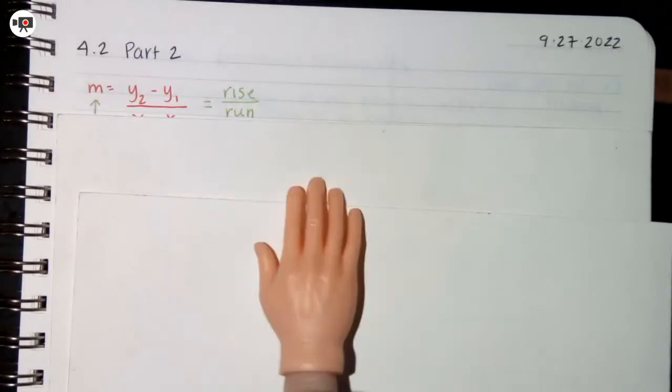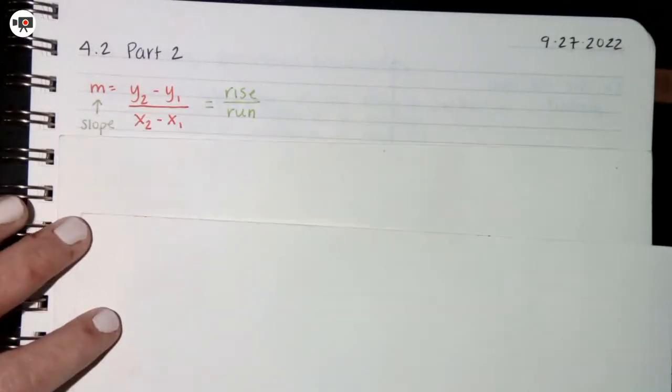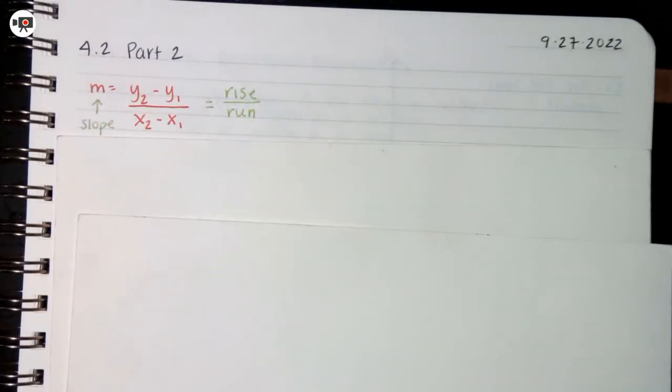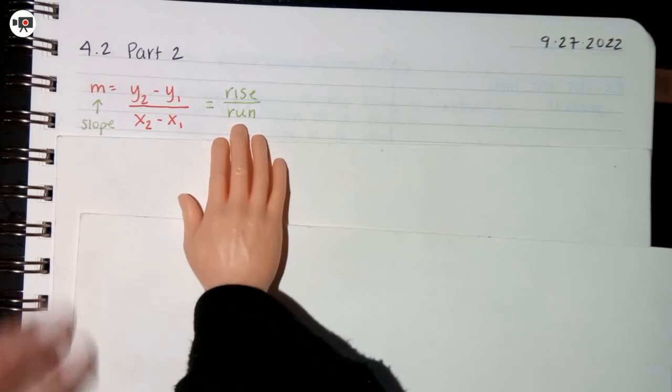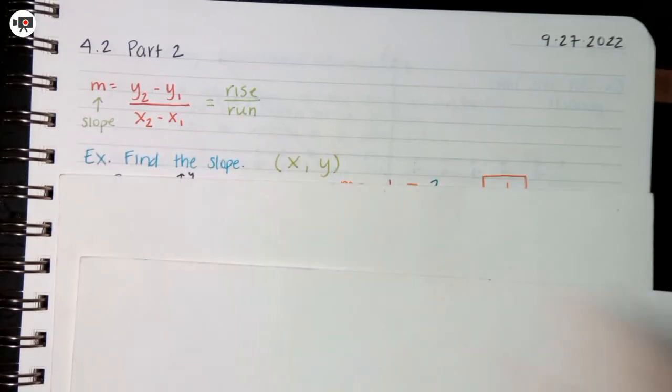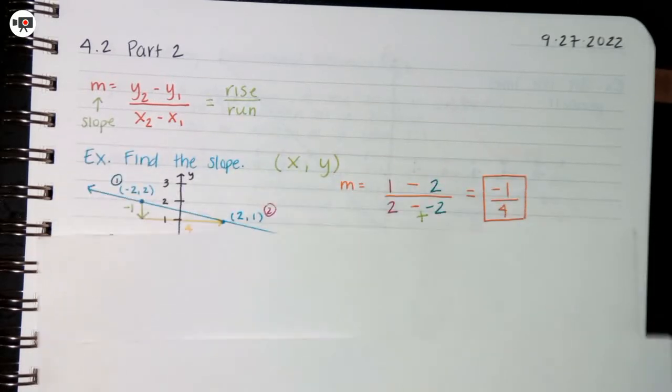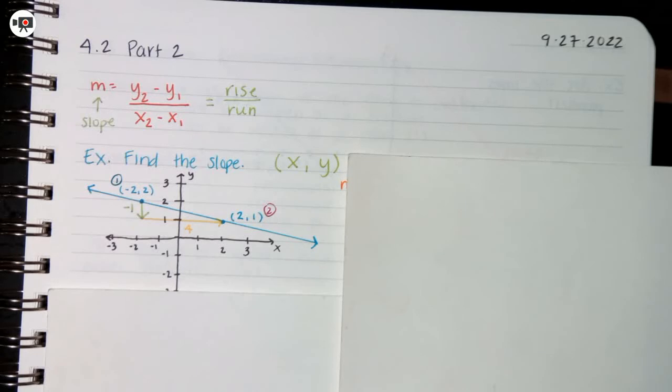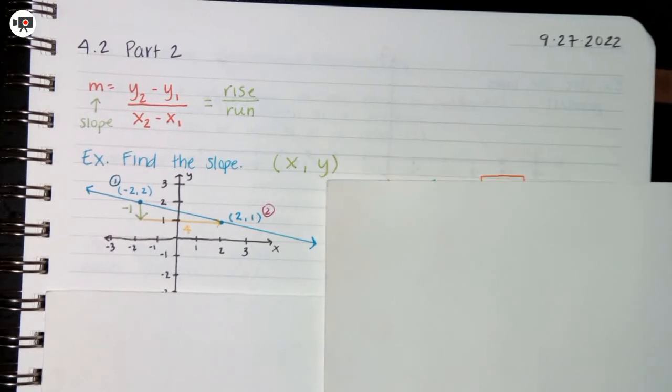This is 4.2, part 2. So we have m equals y2 minus y1 over x2 minus x1, and we know that that is the slope, and slope is rise over run. So we're going to find the slope of this line. I can do it one of two ways.